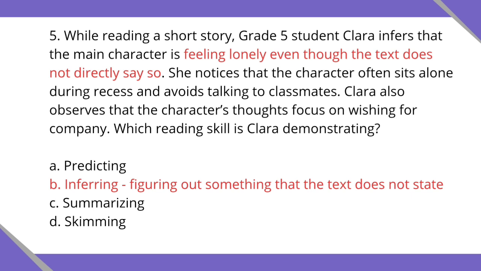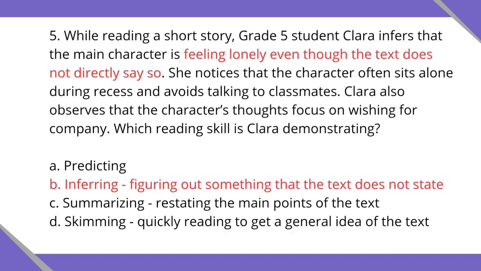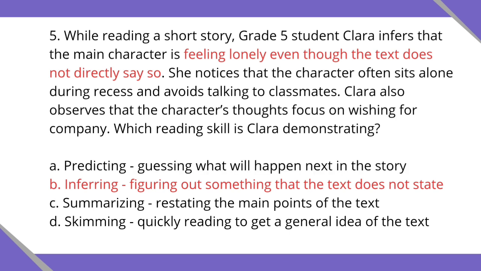Again, inferring is about figuring out something that the text does not directly state by using clues from the story and your own reasoning. While option C is summarizing, it is briefly restating the main points of the text. Option D is skimming. It refers to quickly reading to get a general idea of the text. And lastly, predicting involves guessing what will happen next in the story.